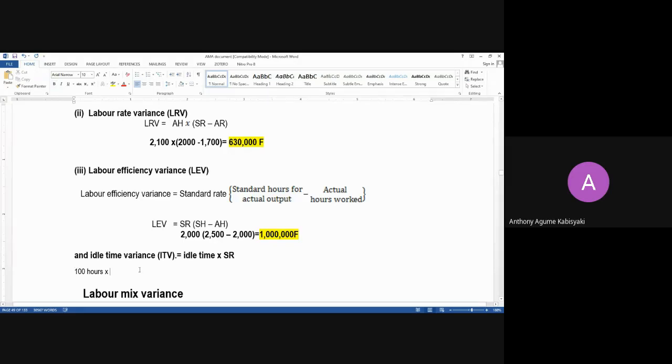So the idle time, because I'm costing the actual, I've not been given the standard. So the actual idle time times the standard rate. So actual idle time is 100 hours times the standard rate of 2,000. That gives me what? 200,000. And it is what? Adverse.